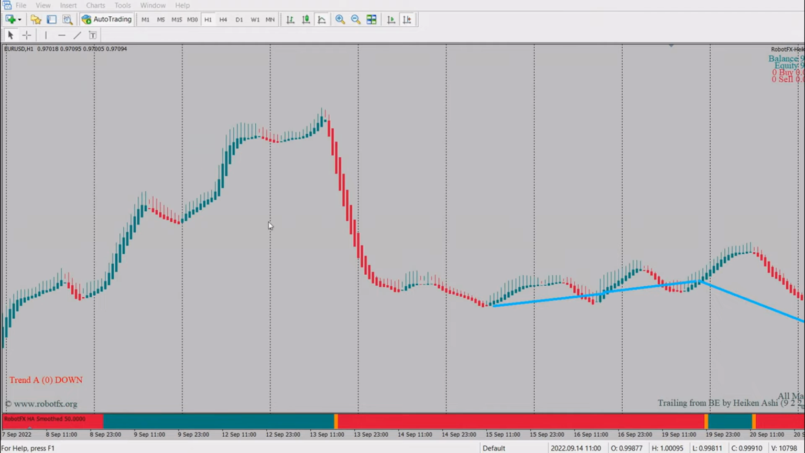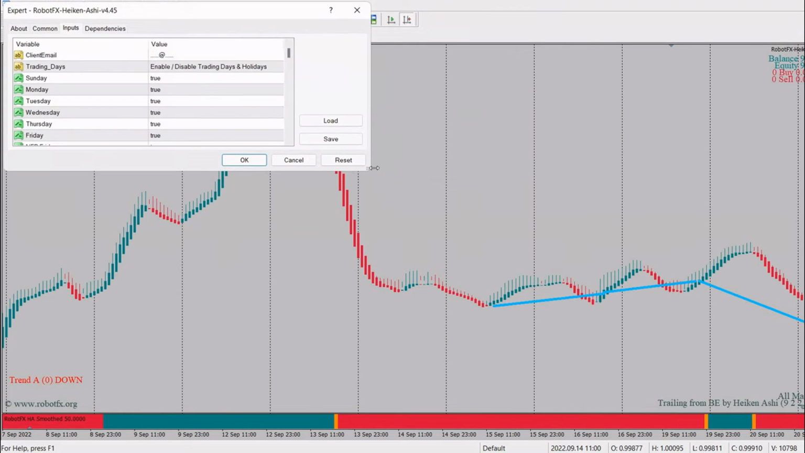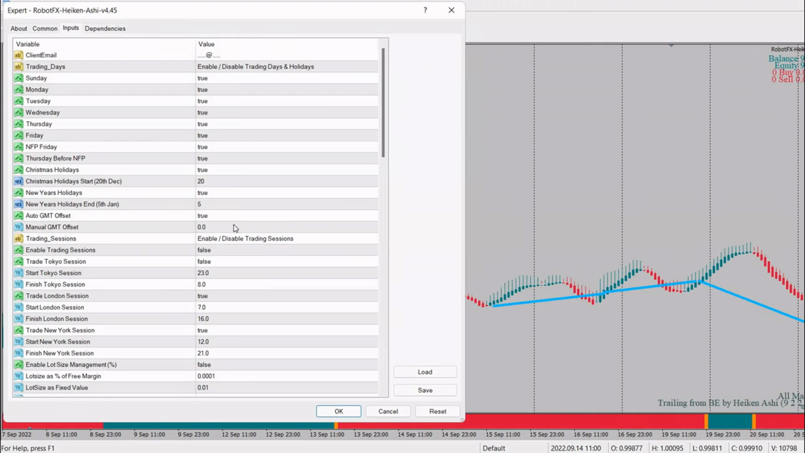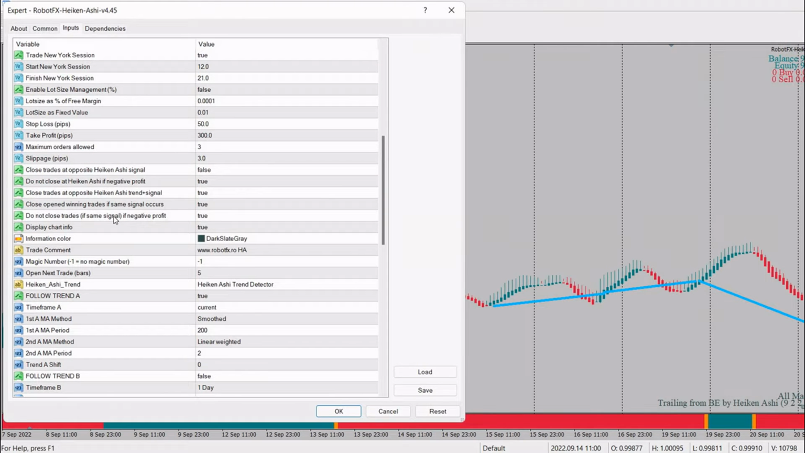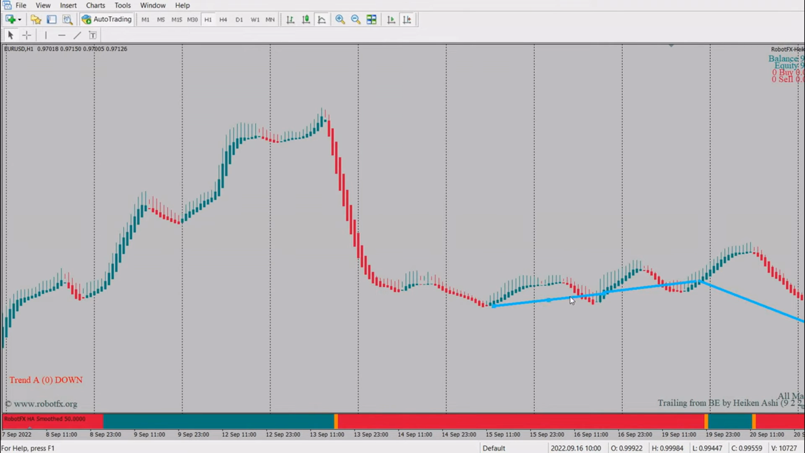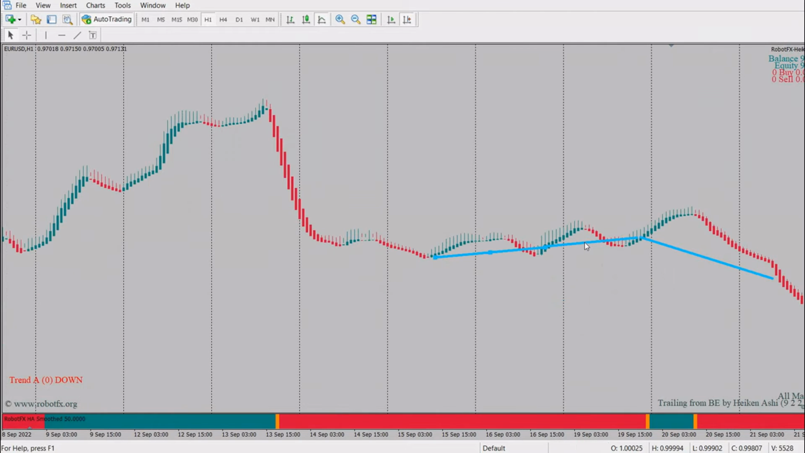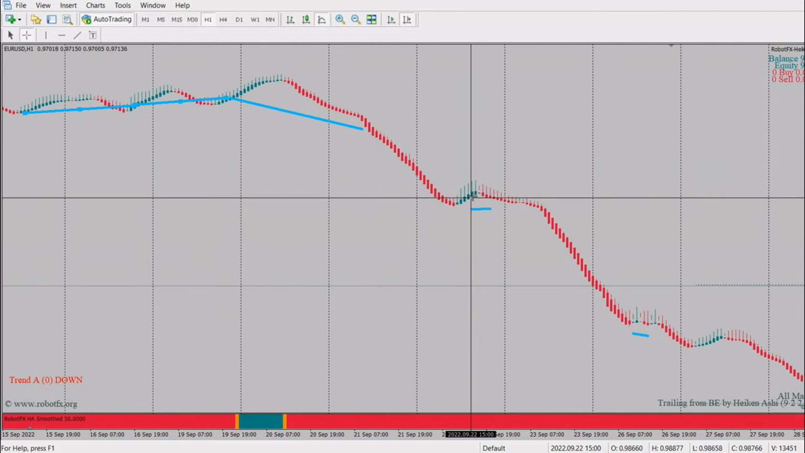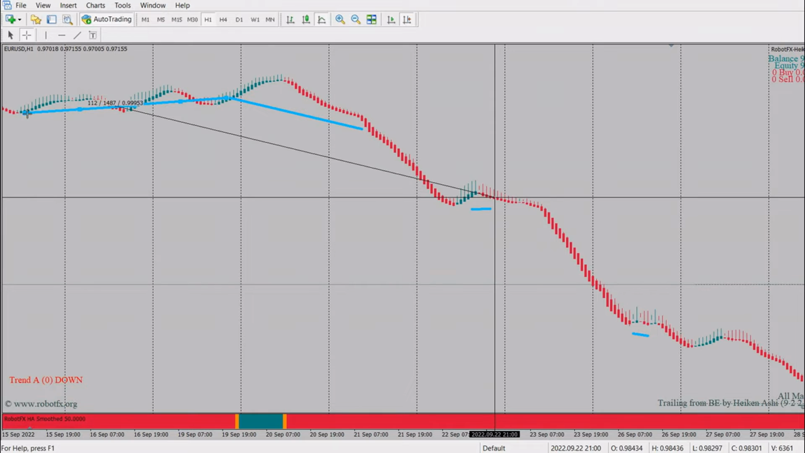And we have the same option as before, to either close or not close these trades if there is a positive or a negative profit. The same thing, do not close the trades on the same signal if there is a negative profit. Maybe you don't want to close this trade and lose, maybe you want to leave it open. The expert advisor will not close it, it will ignore the color change, and leave it open until here, when it will be able to close it because it will already be in profit.